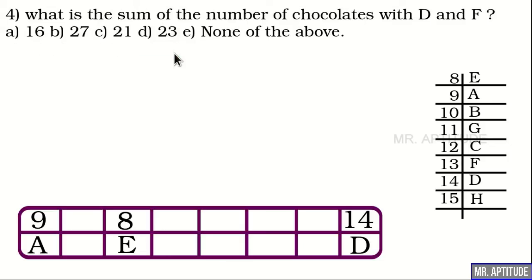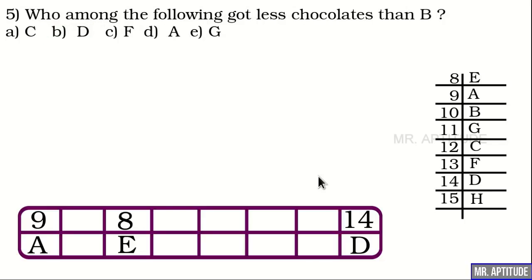Now let me go with the fourth question. What is the sum of the number of chocolates with D and F? We know that D has got 14 and F has got 13. The sum of these two gives your answer, and it's option B, 27.